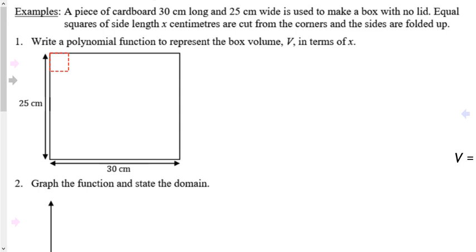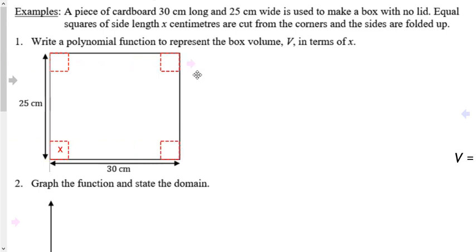First example, we have a piece of cardboard that is 30 centimeters long and 25 centimeters wide. It's used to make a box with no lid. So it's just a piece of cardboard at the moment. We're going to cut out squares, each of side length x centimeters from each corner. So here, the first corner, we can see what the cutout is going to look like. And so we're going to do squares of the same size for each of the other corners. So this is what it'll look like as we make those cuts.